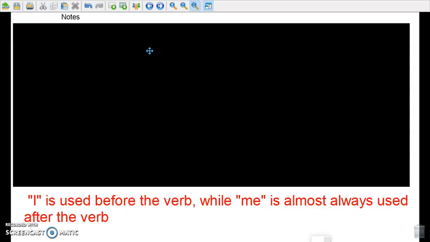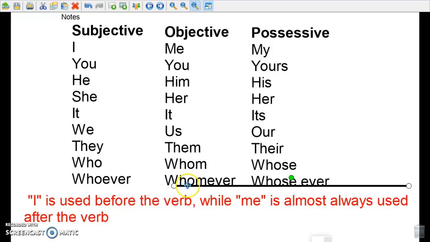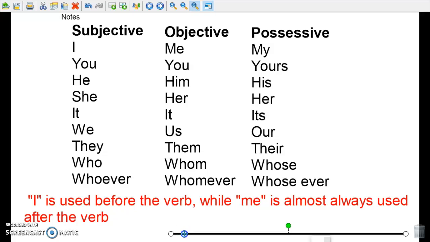Okay, last slide. So this is a pretty big slide, and yes, before you ask, you do have to write what is on the slide. All of it, okay? Notice that I don't have a question column. That's because all of this should go on your notes section. And I have given you the most common subjective, objective, and possessive pronouns.